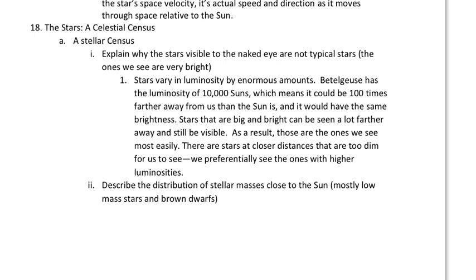You can see about 6,000 stars from Earth. Stars vary in luminosity a lot. It turns out stars that you see with your naked eye are generally not typical because some stars are so much brighter than others. The star Betelgeuse in the constellation Orion has the luminosity of about 10,000 suns. That's the wattage, 10,000 times the luminosity of the sun. So you'd have to have 10,000 suns next to each other to be as bright as Betelgeuse is, which means you could still see it if it was 100 times farther away than the sun is.